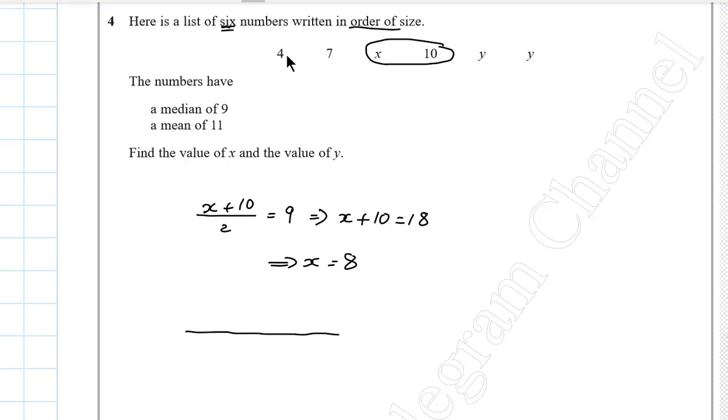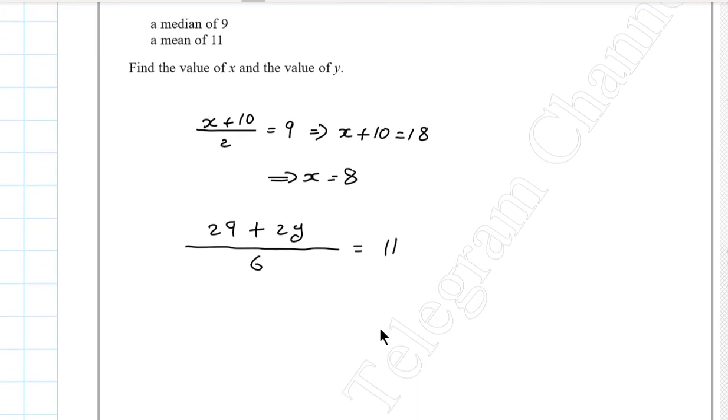We have 8. X is 8. 8 and 7 is 15. 15 and 4 is 19. 19 and 10 is 29. 29 plus y and y, which is 2y, right? We have y and y. Divided by 6 equals the mean, which is 11.